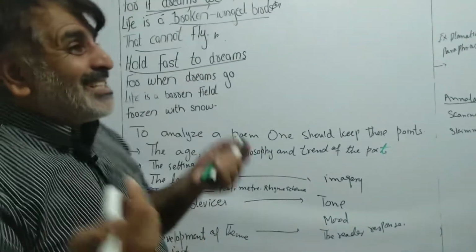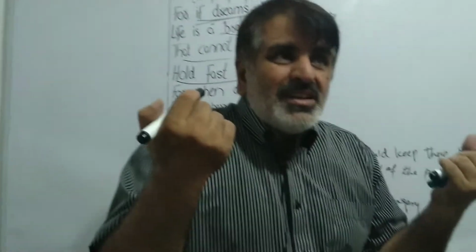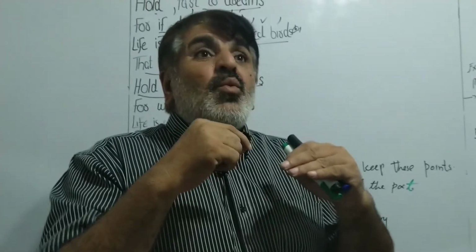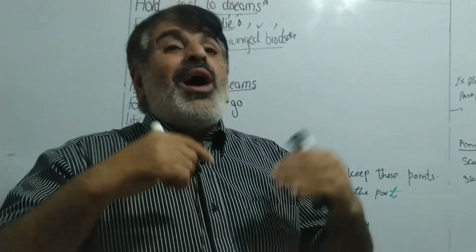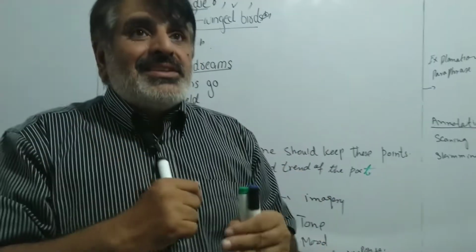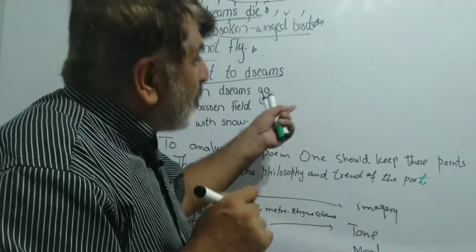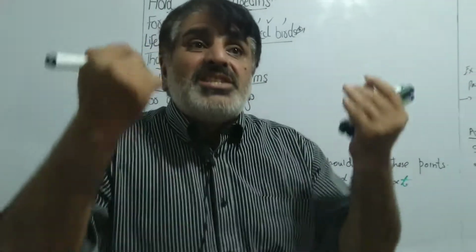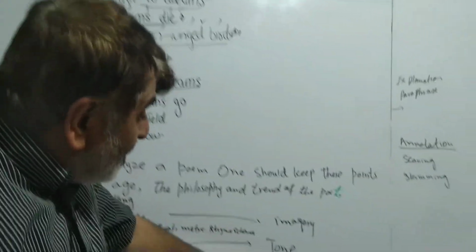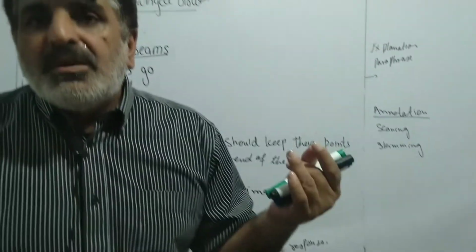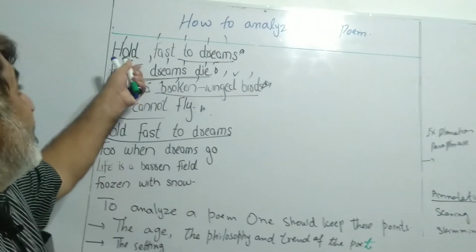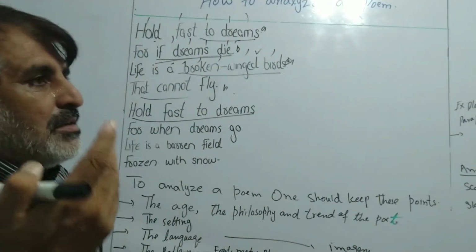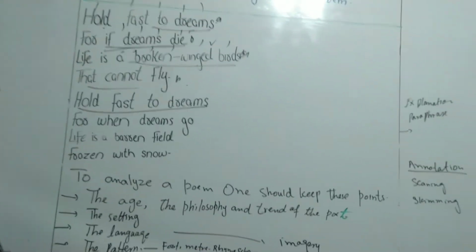So this is important: tone. What is the tone? The tone is warning. The poet warned us. Okay? This is important. It means the tone is cautious. Then mood. The mood of the poet is didactic here, because of hold fast to dreams. Hold fast to dreams. So it encourages.